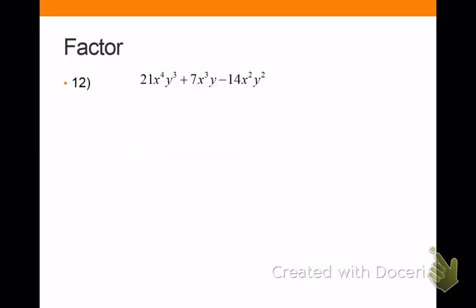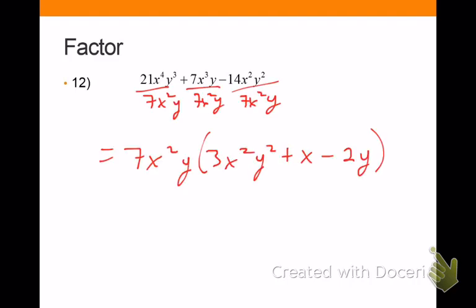All right? Another one here for you. Give it a shot, stop the video, see if you're right. And hopefully you came up with this. So 7x squared y is the greatest common factor. And then when we divide each of these by 7x squared y, you can kind of see what happens. 21 divided by 7 is 3. X to the fourth divided by x squared is x squared. Y to the third divided by y is y squared, and so on and so forth.